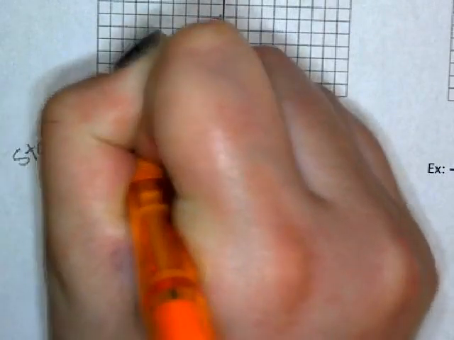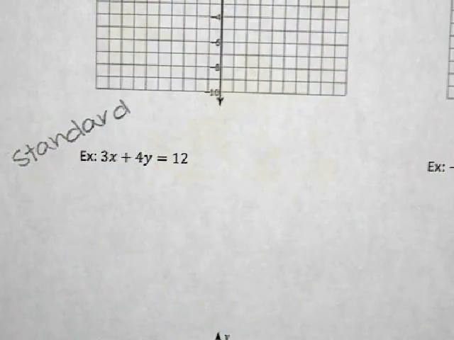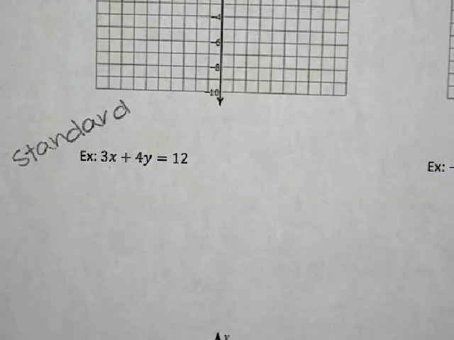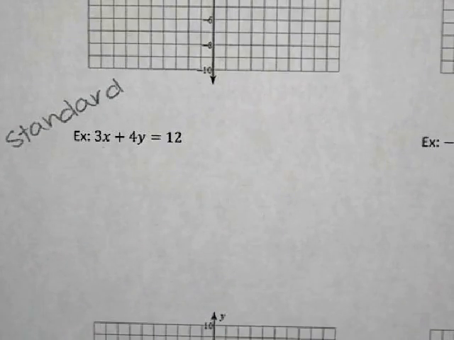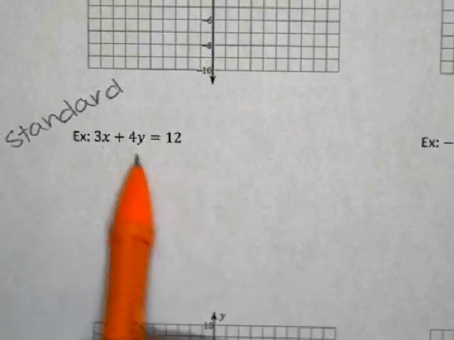And they do this for a lot of different functions, where they put everything on one side and make it equal 0, or they put most of the stuff on one side and make it equal a number. So this is the standard form. And our goal is going to be to put it in y equals mx plus b, so that we can find the y-intercept and find the slope, and we can graph it. So we want to get the y alone.